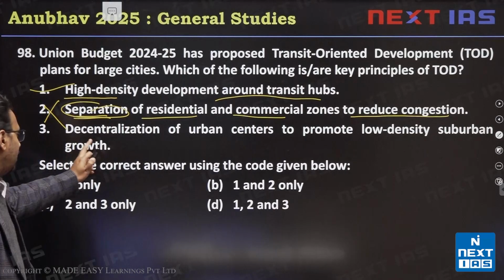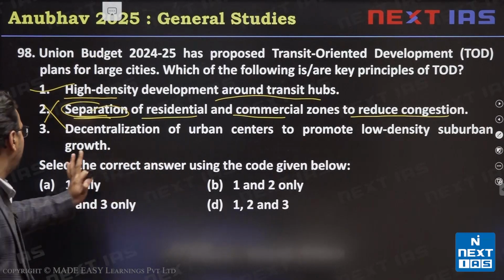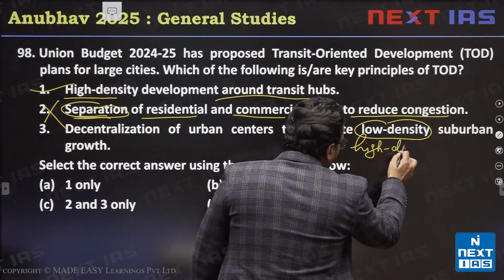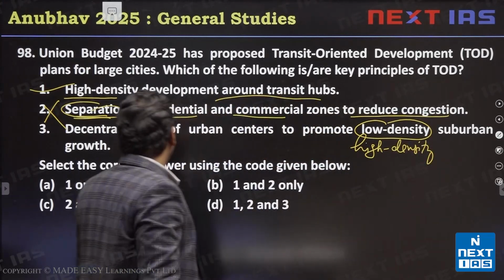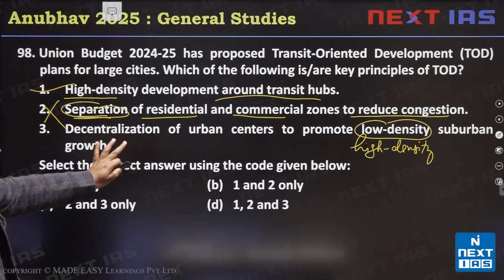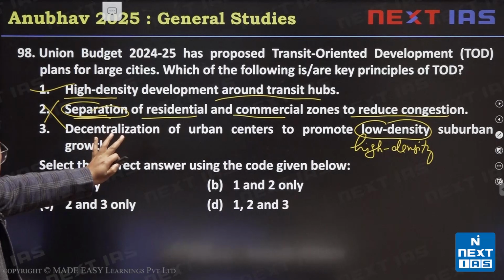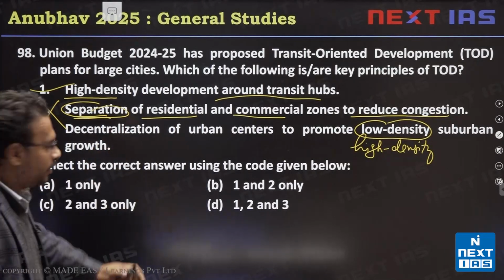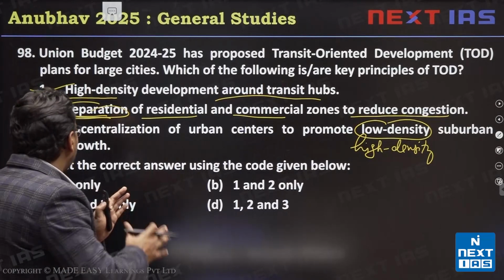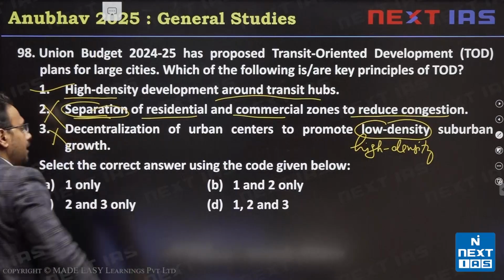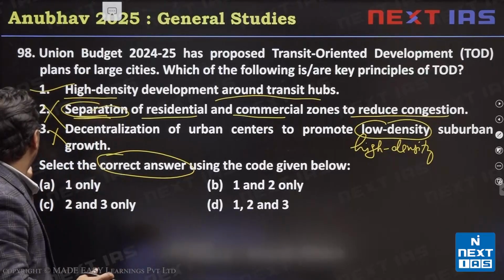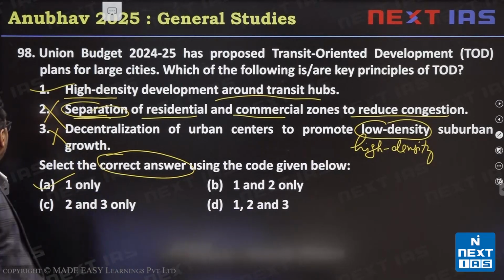Third, decentralization of urban centers to promote low density urban growth. TOD is trying to produce a high density, not a low density, urban growth model, right? Low density urban growth is contrary to TOD's very basic objective of minimizing commuting distances. So it is definitely incorrect. Select the correct answers using the code given below. So only one has to be there. A will be the answer.